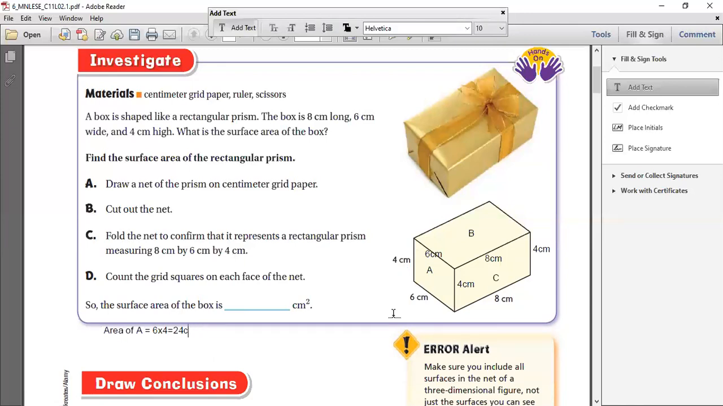Fine. Now I'll just remove this so that you will not get confused. For now it is 24. How did we get 24? We have multiplied this length by the width. So the area of A is 24 square centimeter.